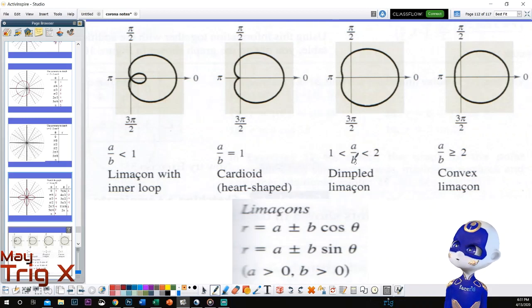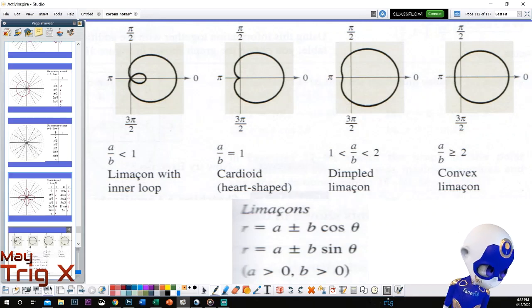If a over b is between 1 and 2, you're going to get a dimpled limaçon. So instead of having this loop in here, you're going to have a cute little dimple. And otherwise, if a over b is bigger than 2, you're going to get this weird looking thing, looks kind of like an egg. Do you have to memorize those? No, I'm just showing you, just in case you would want to do a promposal next year. Hopefully we'll have prom next year.